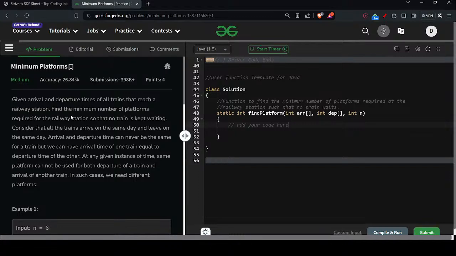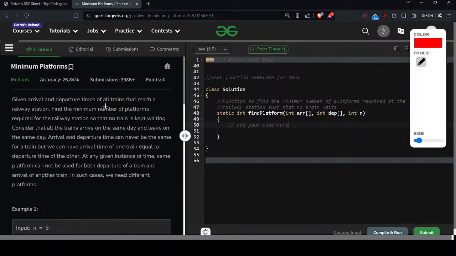Today we are going to solve the problem of the minimum number of platforms required for a railway. We are going to use GeeksforGeeks. Let's get the key points out of the question and, as soon as possible, start the implementation work.